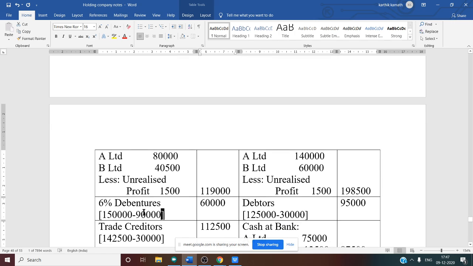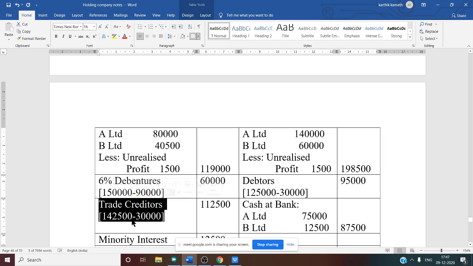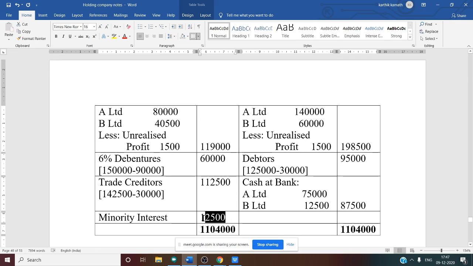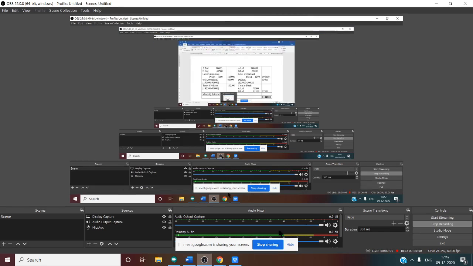Then there is a debenture. I have already told you, for intercompany debt there is a deduction. So final debenture is 60,000. Then trade creditor, total creditor we know. Then there is an intercompany amount of 30,000 that we deducted, or else you can see the intercompany working note. There we got the final answer as 1,12,500. Then there is minority interest that we have already calculated. That is in the working note, 12,500. Final balance is 11,04,000 for this question. Yes.